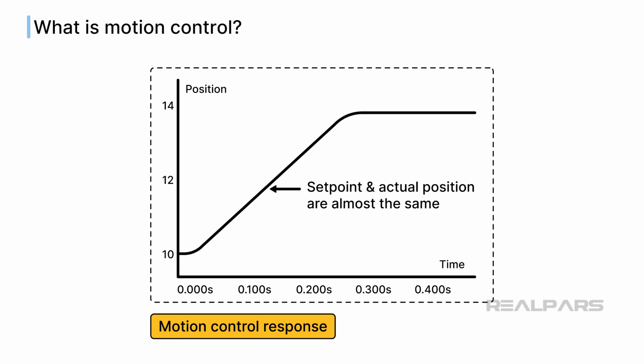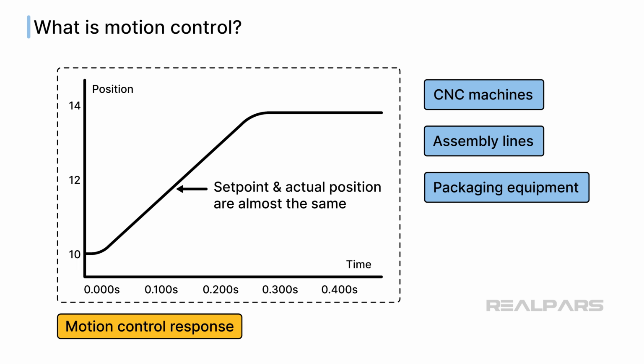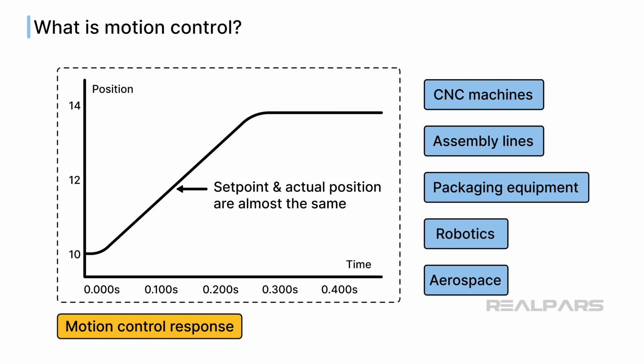Motion control is used in the manufacturing industry on CNC machines, assembly lines, and packaging equipment. It is also used in robotics, where the precise movement of robot arms is required. Aerospace, another field that uses motion control, controls the motion of aircraft components.